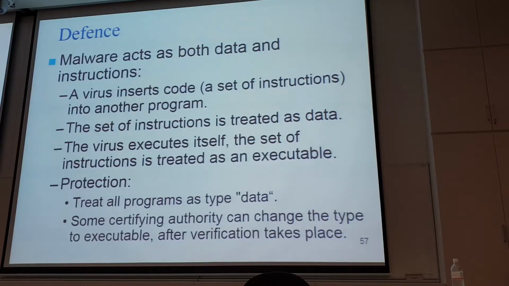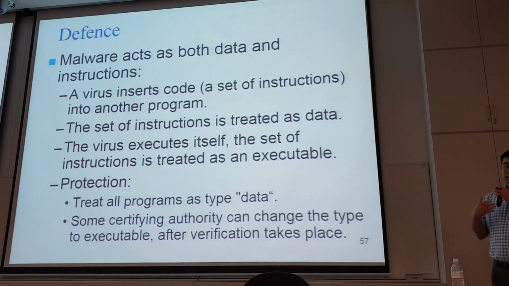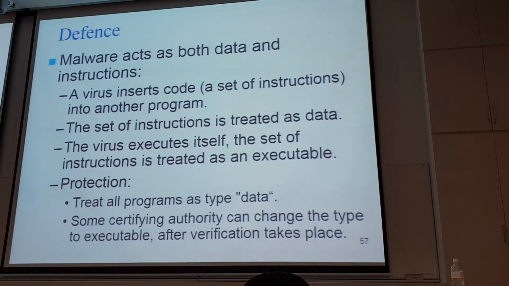So the first potential defense method is to treat all the content, all the information in the system as data. So we don't distinguish code and data. In this case, we can just simply treat everything as data. If someone wants to execute the code, basically you need to first pass the verification done by some authority. For example, the operating system can have some object that will do this kind of checking. This is basically because the virus can infect because it can execute itself.